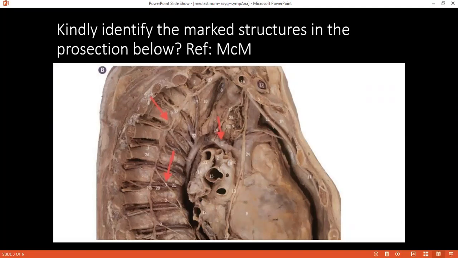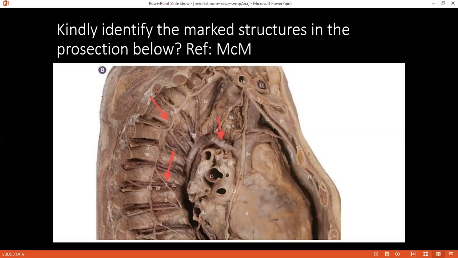Can you please tell me the tributaries of the azygous vein? The ascending right lumbar, subcostal, right posterior lower intercostal, then hemiazygous, accessory hemiazygous, and intercostal veins. Also, it receives branches from cardiac, bronchial, and pericardial veins as well. You missed those.